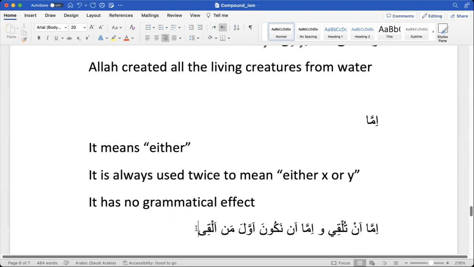Okay, ألقي. So إما أن تلقي وإما أن نكون أول من ألقي. Now say إما. So this will be either, this will be or. Right? Next. Now, what is this tulqi? It was actually tulqi you. It became tulqiya. Okay, here I'll put it.